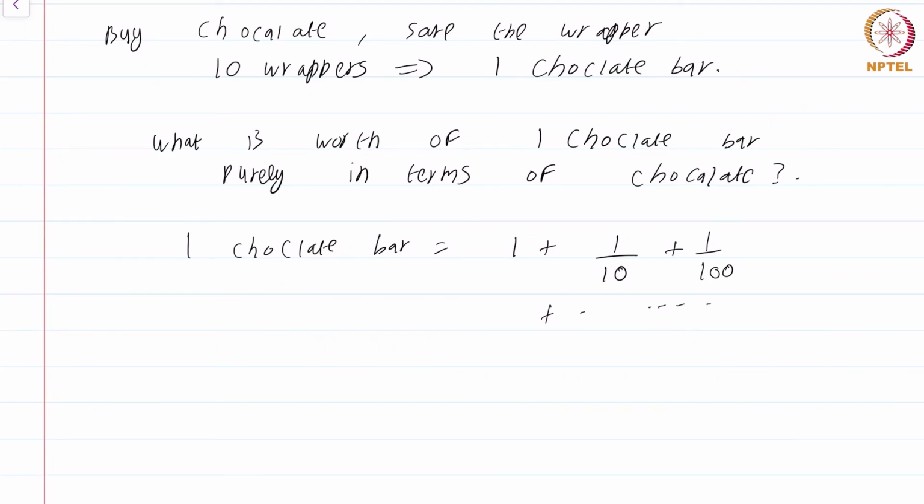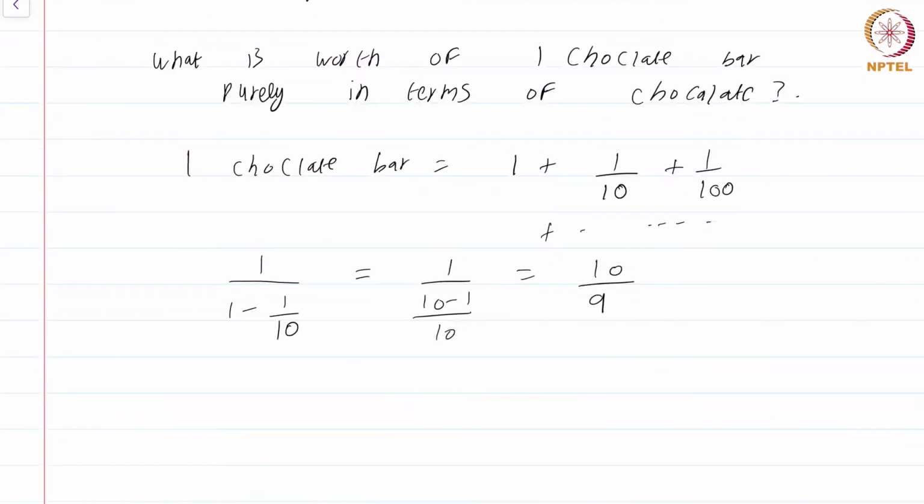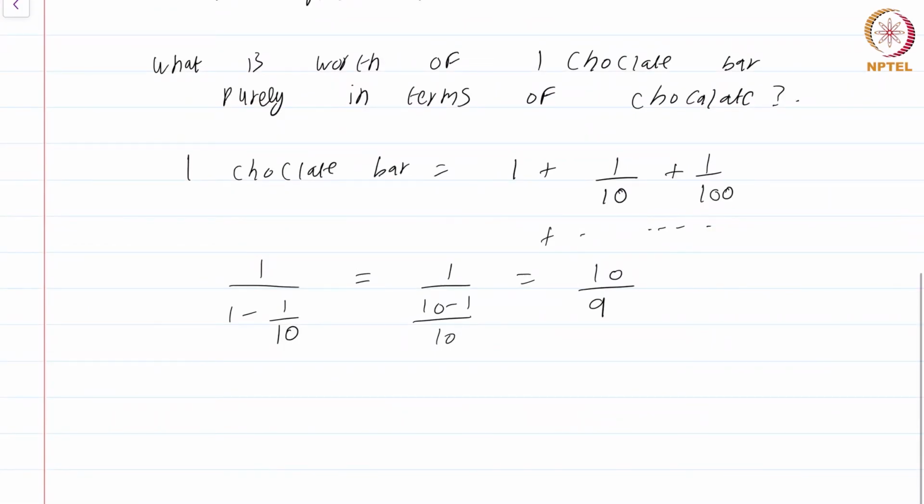The sum of this series is 1 by 1 minus 1 by 10, which is 10 by 9, which is just 1 by 9. So a single chocolate bar along with the wrapper is worth slightly more than one chocolate bar purely in terms of chocolate. So in this promotional offer, to understand the value of a single chocolate bar, you actually needed to compute an infinite sum.